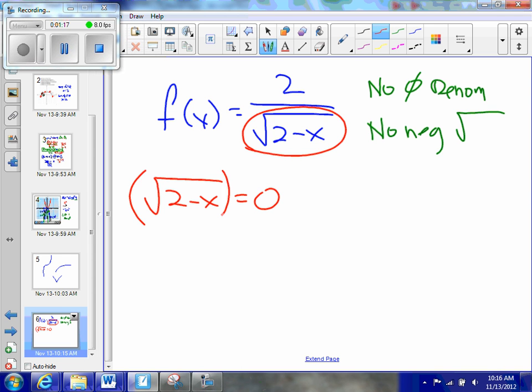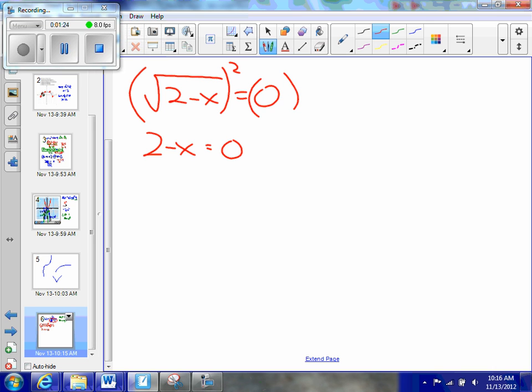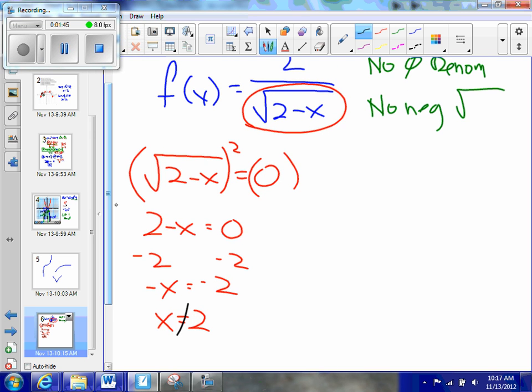So I will square both sides of the equation. So I get 2 minus x equals 0. I'm going to subtract 2 from both sides. So I'm going to get negative x equals negative 2. And I'll multiply both sides by negative 1. So I get x equals 2. And that's telling me if x equals 2, then my denominator is 0. So one exclusion is that x cannot be equal to 2.